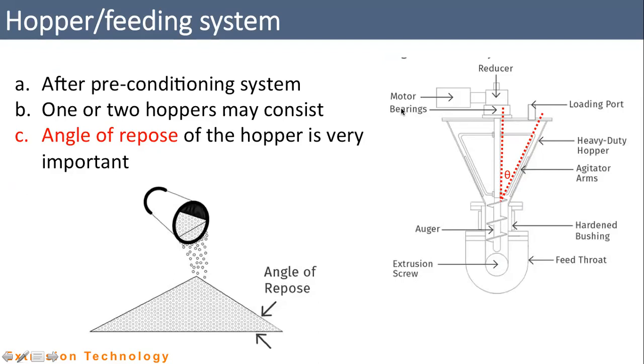If it is a high viscous one, what happens if we use something like a cylinder here? We can never get the bottom portion out, right? Do you understand what I am saying? So the angle of repose is very important in designing an extruder and also selecting extruders.